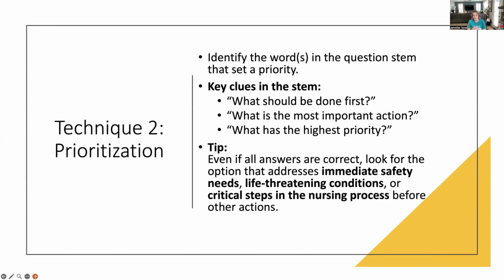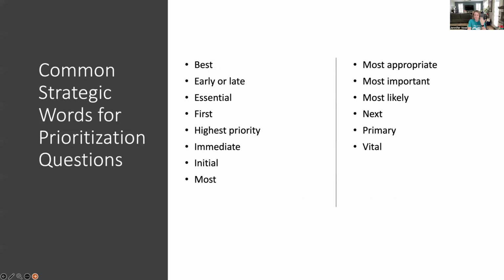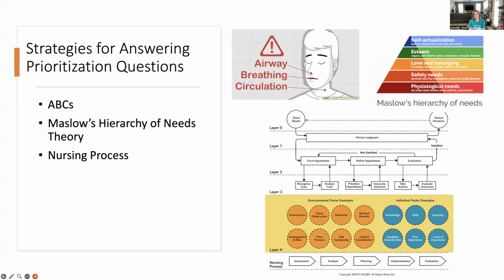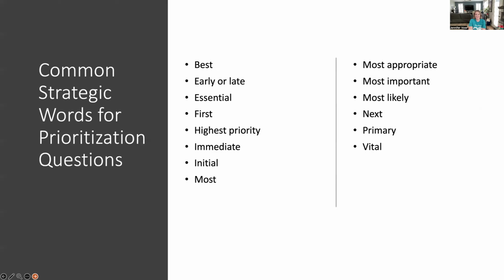We're going to talk more about the nursing process in just a few minutes. So this is one of those things where we may have more than one answer, but let's look at the best option here. Here are some strategic words for your prioritization questions. Sorry, I said "now let's" and then I accidentally hit the next button. Okay, sorry. Let's spend just a second on this.